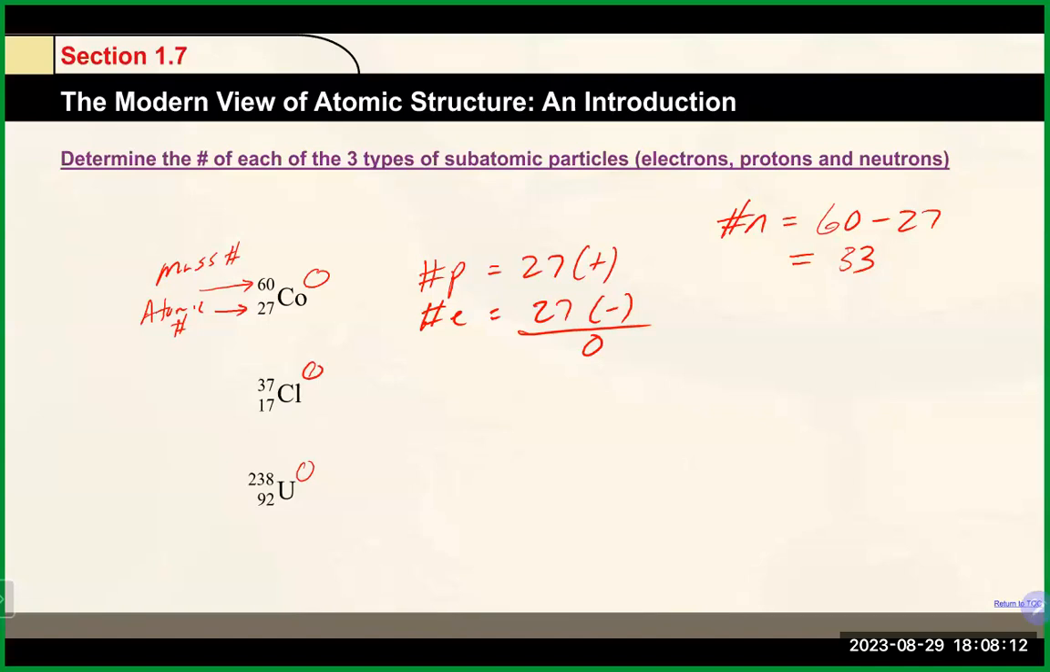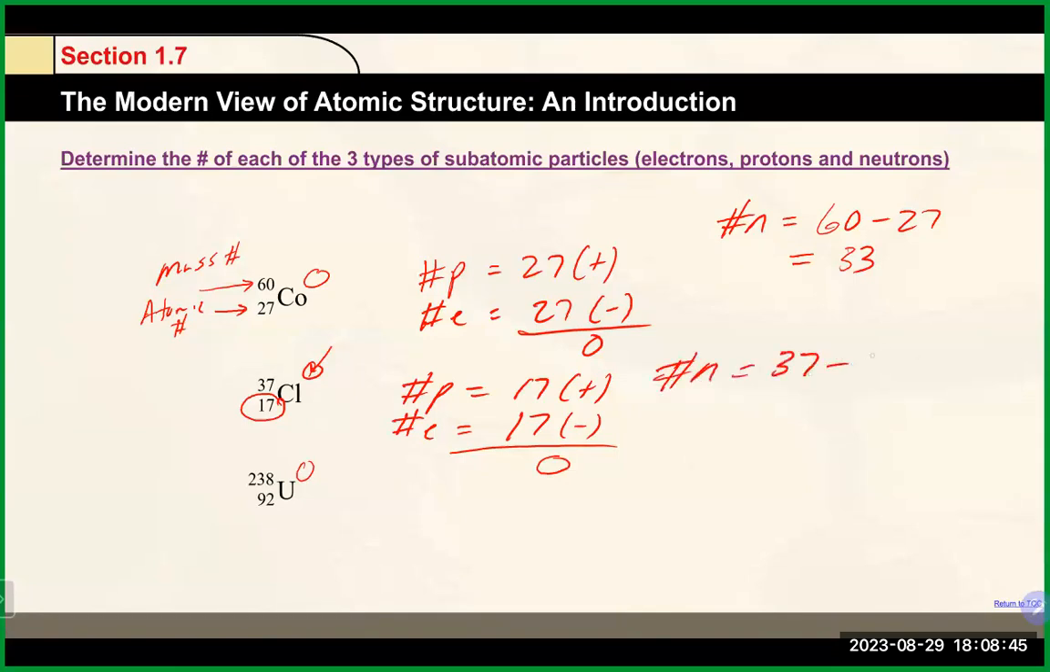Looking at the next one here, that is chlorine. Once again, we don't see anything written here, so it has no charge. Looking at our atomic number first, which tells us our number of protons, we have 17. To balance the 17 positive charges, we have an equal number of negative electrons, which gives us 17 once again. That gives an overall charge of 0 in that atom. Our number of neutrons is 37, our mass number, minus 17, and we'll go with 20 on that one.